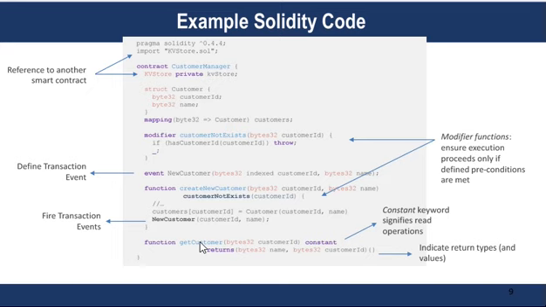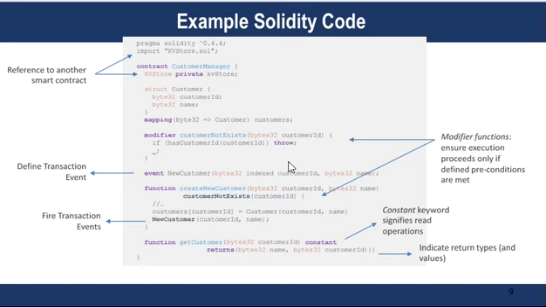Solidity is a standard object oriented programming language which is similar to JavaScript. A contract is defined here, and you can import other contracts also, so you can refer to other smart contracts. In this case, you are actually importing a key value store here, the KV store contract, and you can have transaction events.